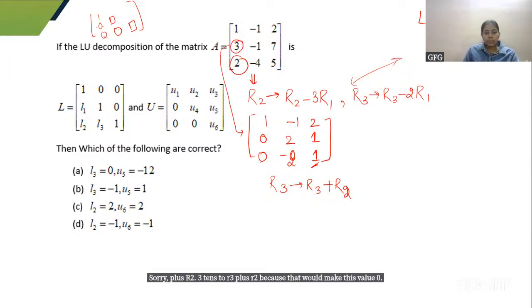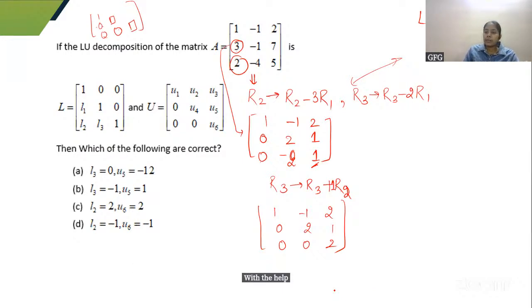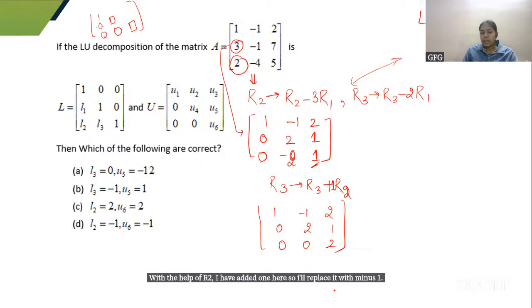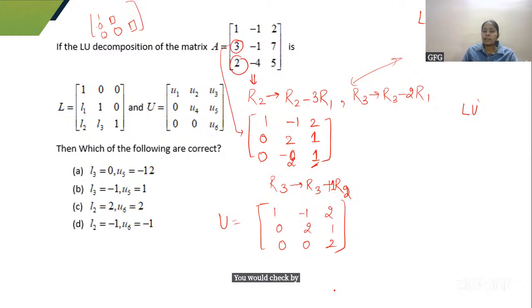So I'll get 1 minus 1 to 0 to 1 and this would become 0, 0, 2. Right? Now you can see that because you have added 1 here with the help of R2, I have added 1 here. So I'll replace it with minus 1. Now you can check that if this is your upper triangular matrix, this is your lower triangular matrix. If you would multiply, you would check by yourself. Just multiply L into U. Are you getting this A matrix or not?